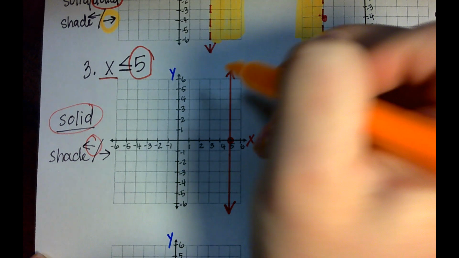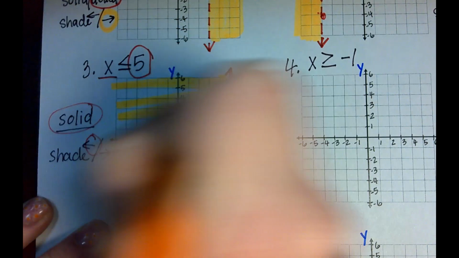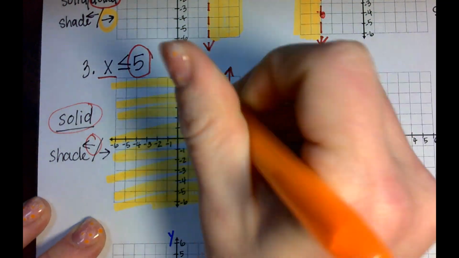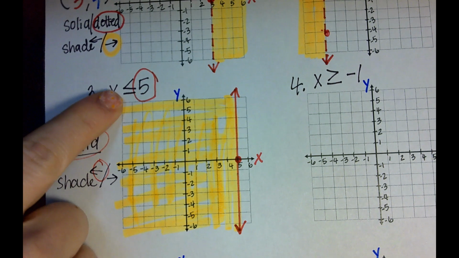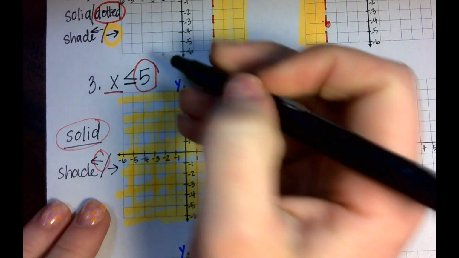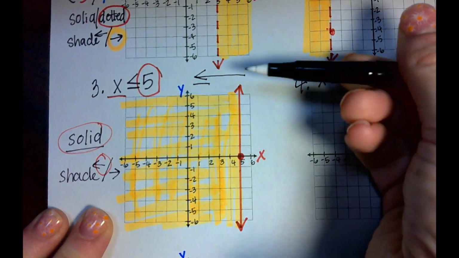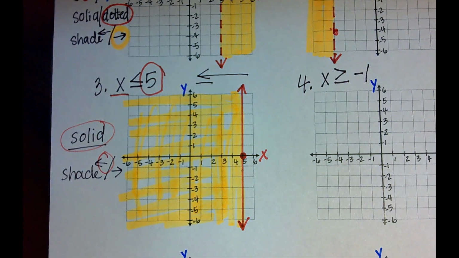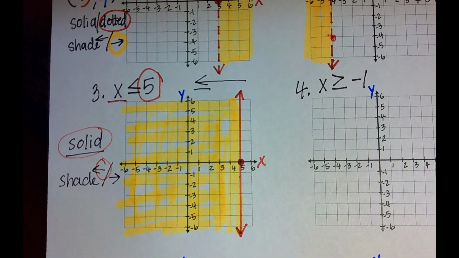Because all the numbers that are smaller than 5 are on the left side of my graph. Good enough. Yes, basically, that's a great way to think of it. Whatever direction the symbol is pointing, I could think of it like this: if I drew a little tail on it, it's telling me to shade to the left. That's a good little trick to remember, and that will always work for your x's.